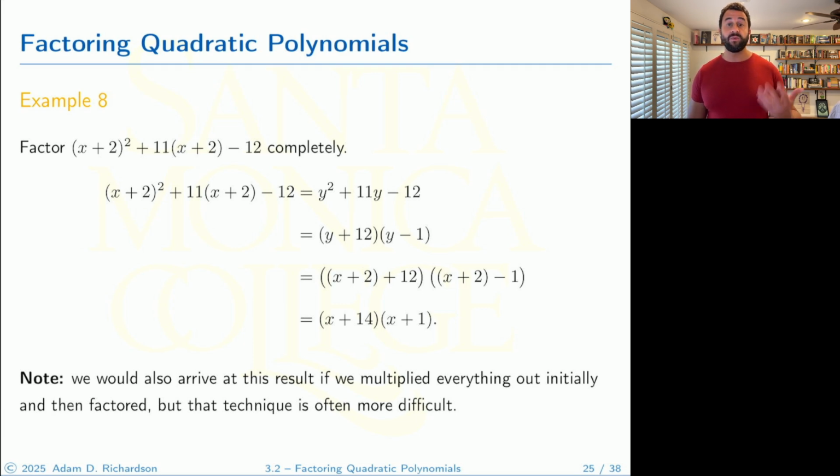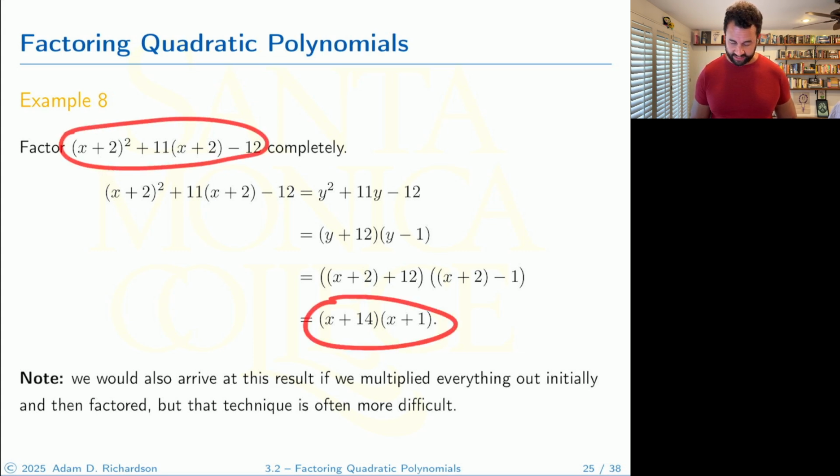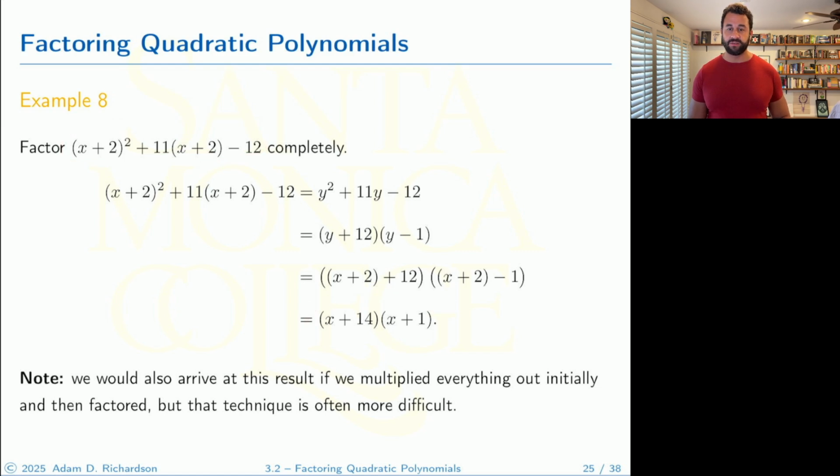Now we're going to resubstitute. So we can change y into x plus 2 again. And then simplify. x plus 2 plus 12. x plus 2 minus 1. And there it is. Okay, so this thing factors as this. That's what it looks like when it's factored completely.